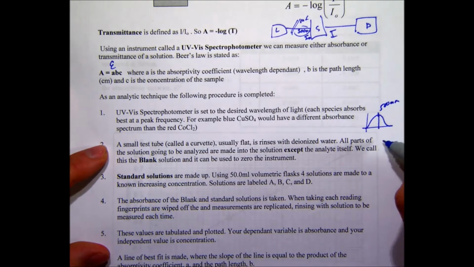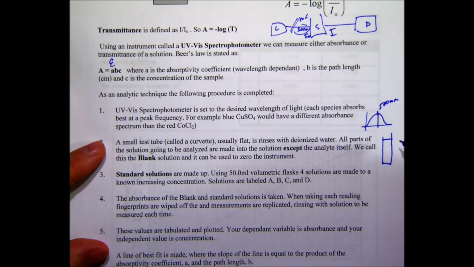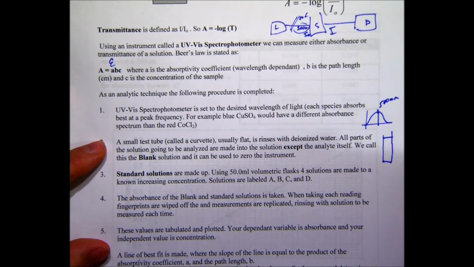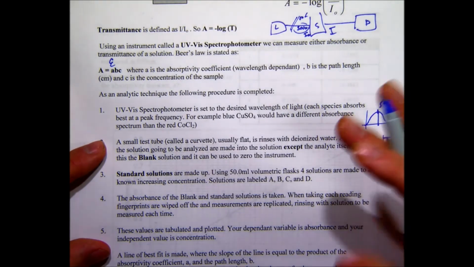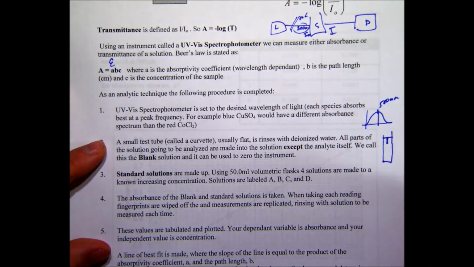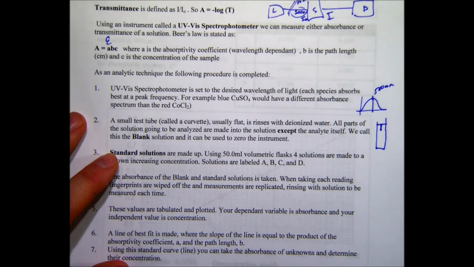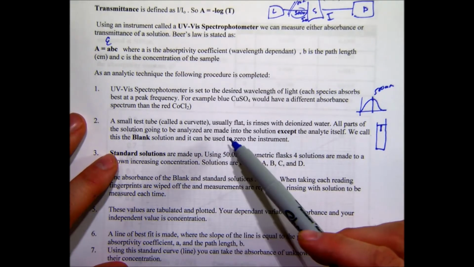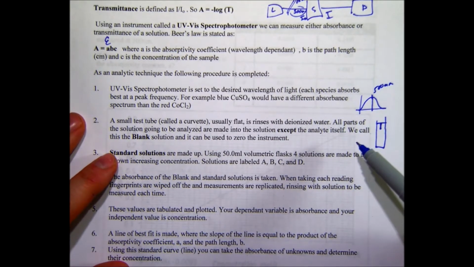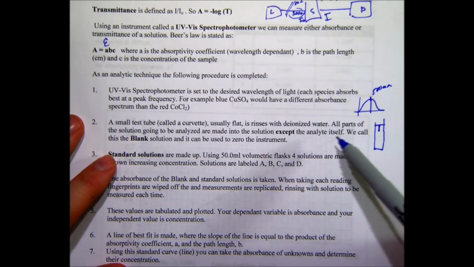So we have a cuvette, and the cuvette is laid out, usually it's a square. The ones I have in my lab actually look like regular test tubes, they're just small. They usually have a mark on the front of them indicated as a little line, and that little line will show us which way we should face it. And then every single time we wipe the test tube down, so a small test tube called a cuvette, usually flat, we rinse it out with deionized water to make sure there's no contaminants in there from earlier.